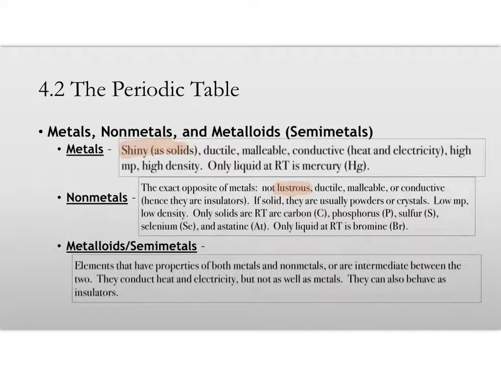Metals are conductive to heat and electricity. I'm sure you can easily know what this means. If you put a metal pan on your oven stove and heat it up, it doesn't take long for it to get hot.